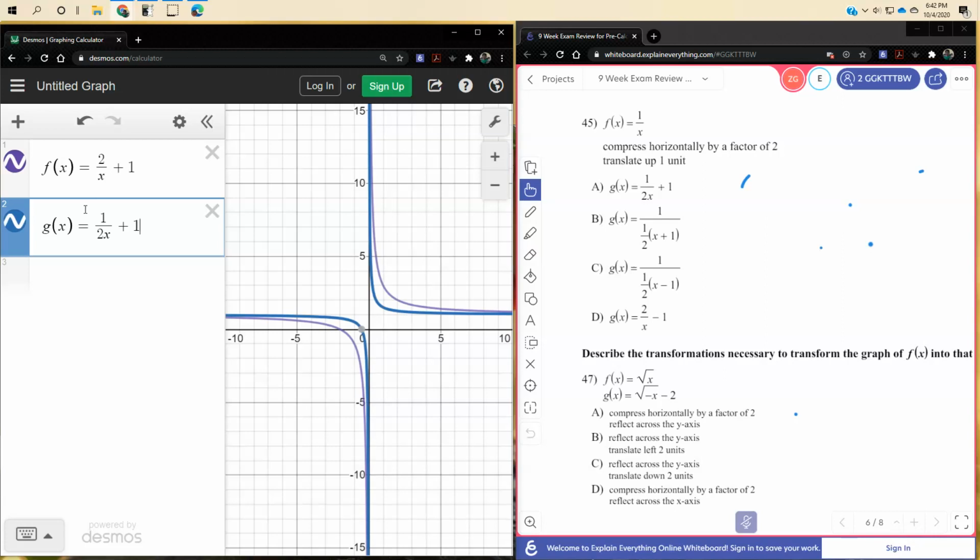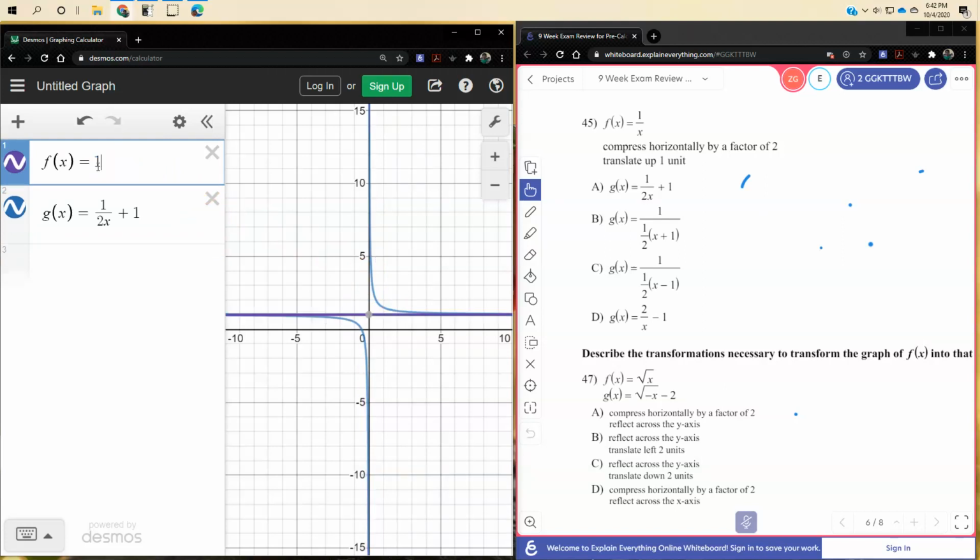So I think the answer to this will be A. Why? Because you notice that it is being compressed horizontally. In other words, I guess I'm going to use the word squished. It's getting closer to the y-axis.